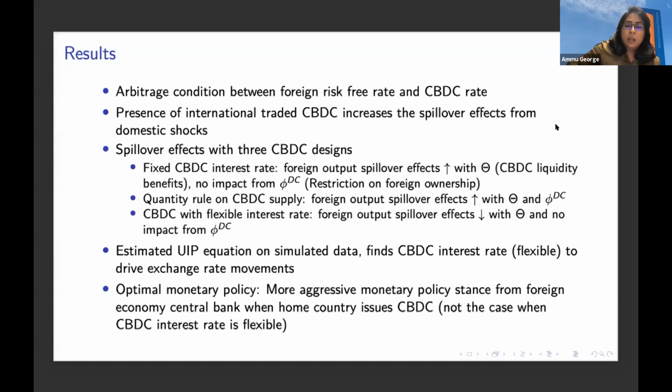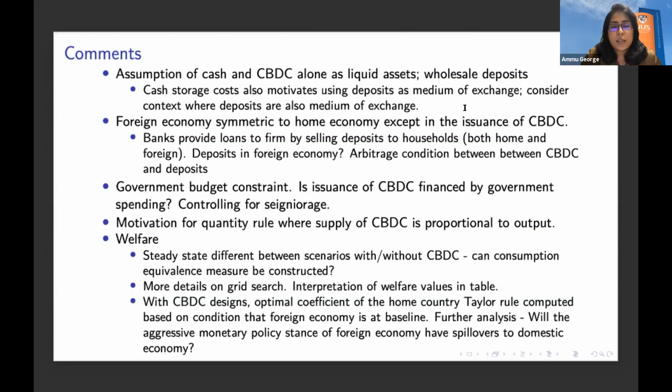So my comments start with the existence of cash and CBDC alone as liquid assets. In the model, it's mentioned that there are storage costs associated with holding cash. So that itself is a motivation to have deposits used as a mode of payment. So I think it would be better to have retail deposits in addition to wholesale deposits in the model. And that would make the dynamics between deposits, CBDC and cash even more interesting.